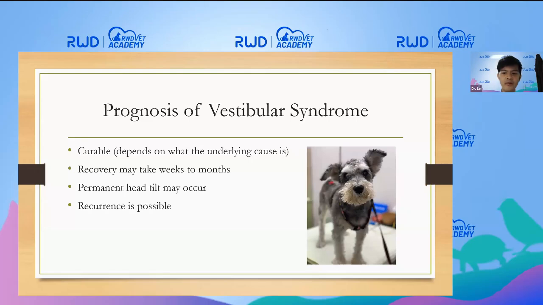During recovery at home, it is important to provide a calm and quiet environment free of potential dangers, such as pools, stairs, or items that may cause injury. A recurrence of vestibular disease is possible. However, neither symptom is life-threatening, and the animal can go on to live a normal life.